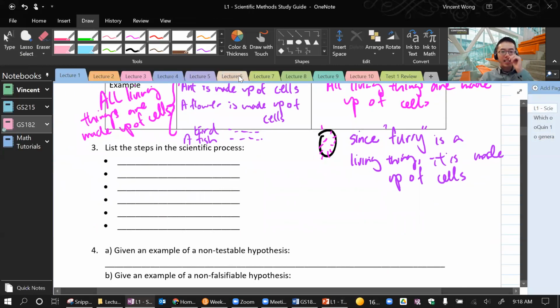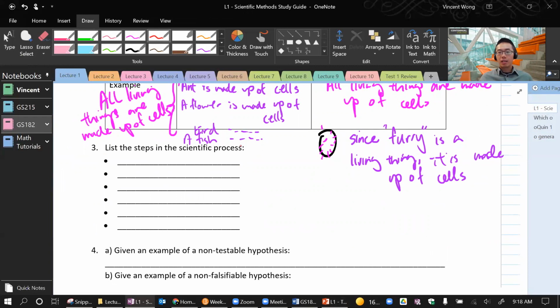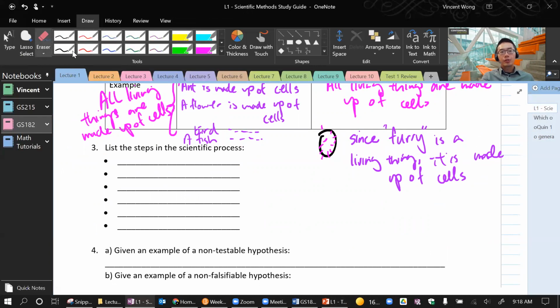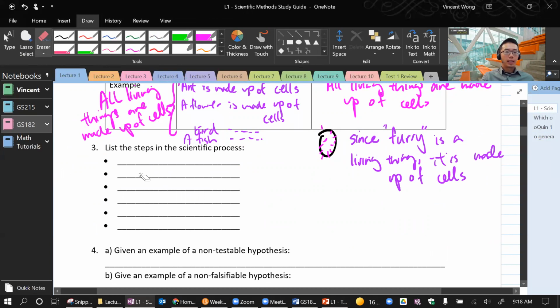List the steps in the scientific process. So we use the scientific process to investigate something that we observe in nature. And it's kind of like the standard process that we all use in the scientific community. So we start with observation, and then question. So you question what you are seeing.